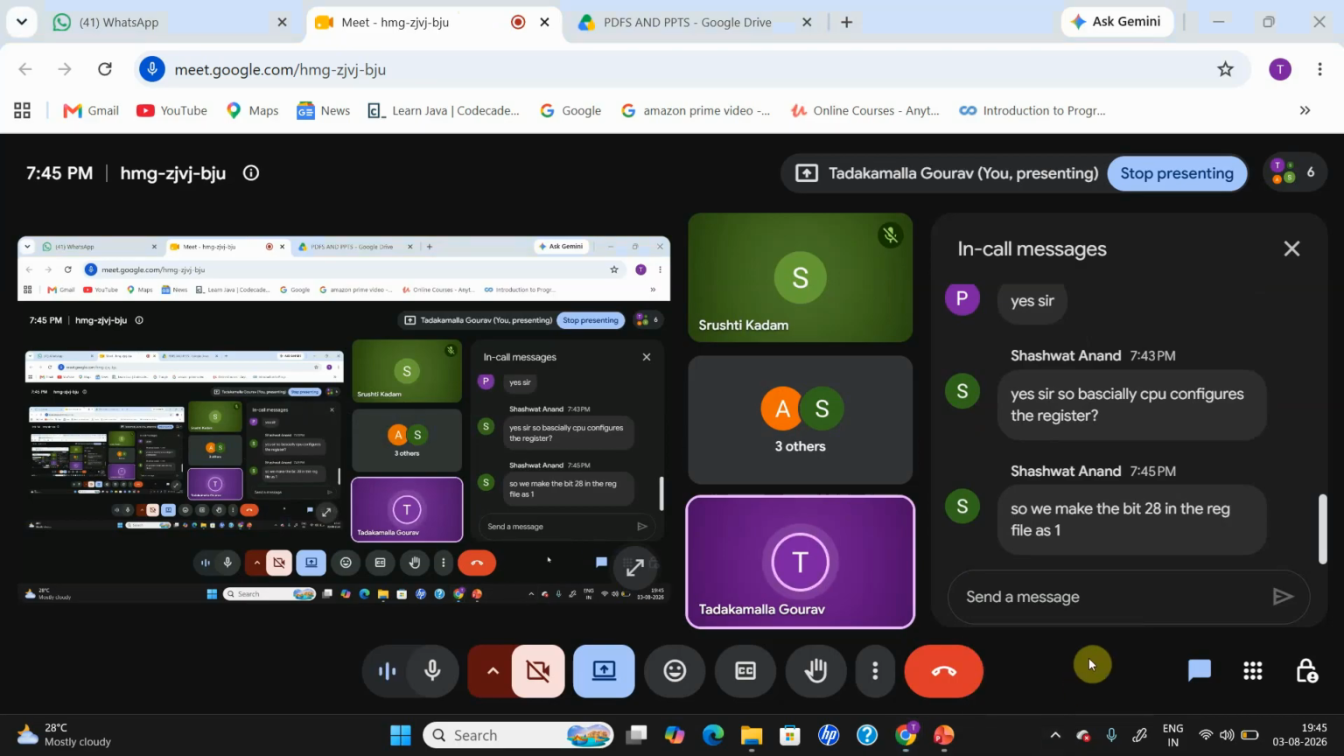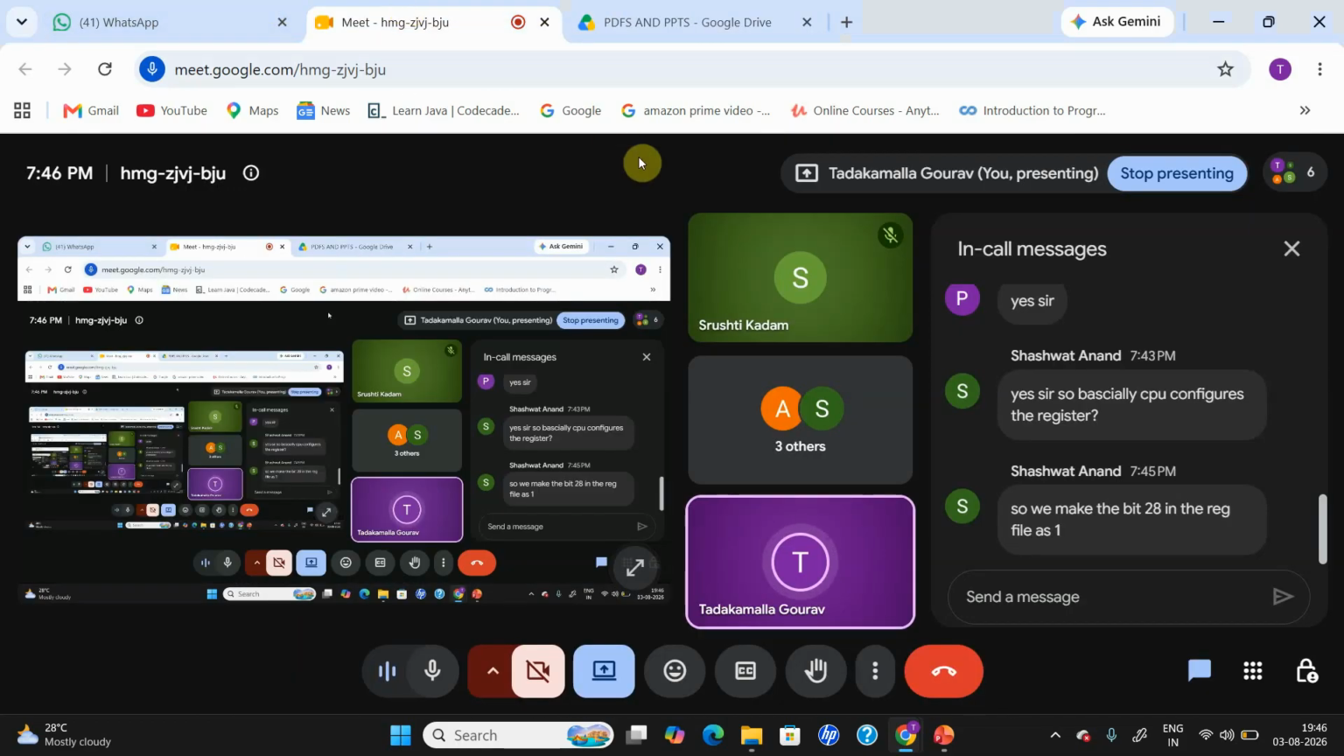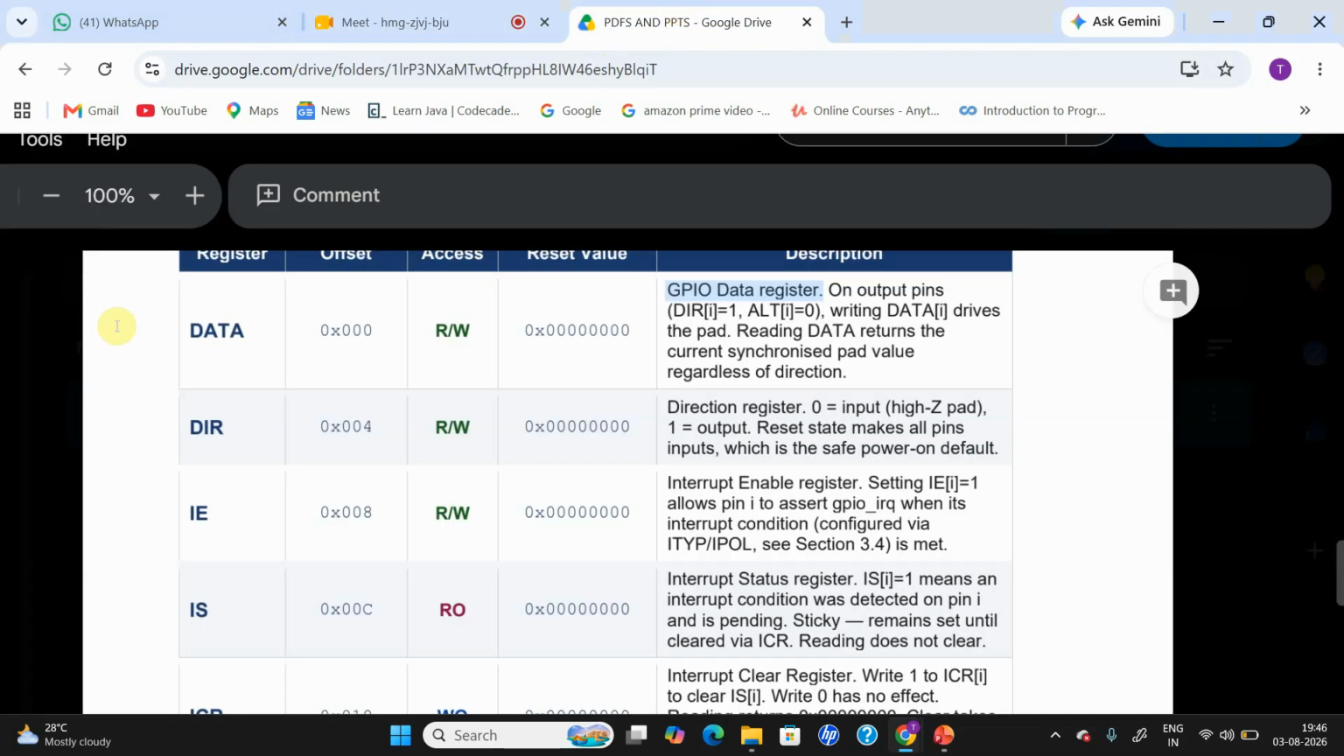Exactly. So we are going to make the 28th bit of our register file, specifically of the data register, equal to 1. Then you are going to make it an output, and if it is 0, it is an input. This is important. If you want to drive any particular data, you provide that particular bit of the data register as 1 or 0. So that was about my data register and direction register.